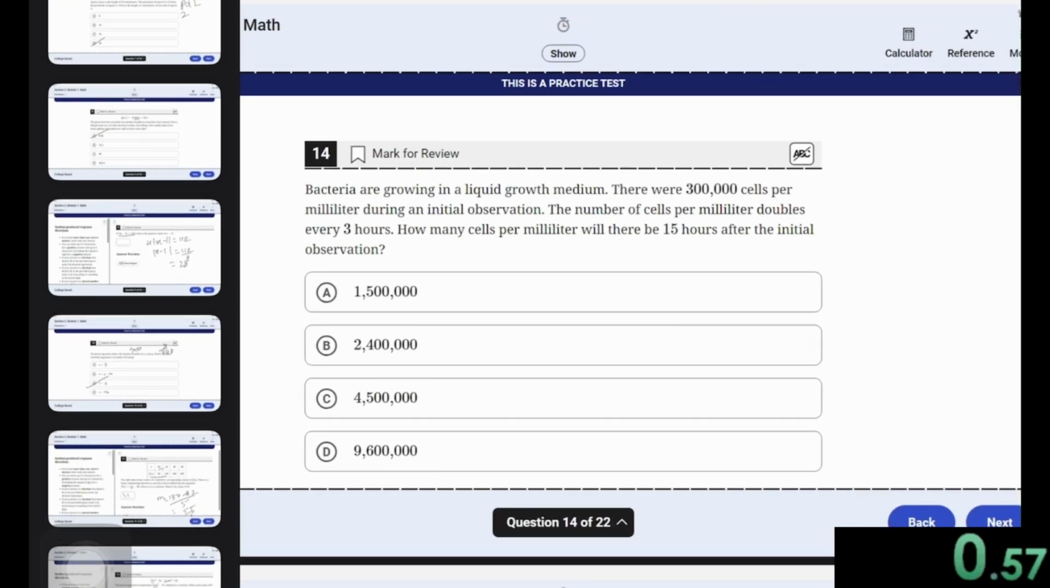Cool. Bacteria is growing in a liquid growth medium. There were 3 lakh cells per millimeter during an initial observation. The number of cells per millimeter doubles every 3 hours. How many cells per millimeter will be there 15 hours after the initial observation?